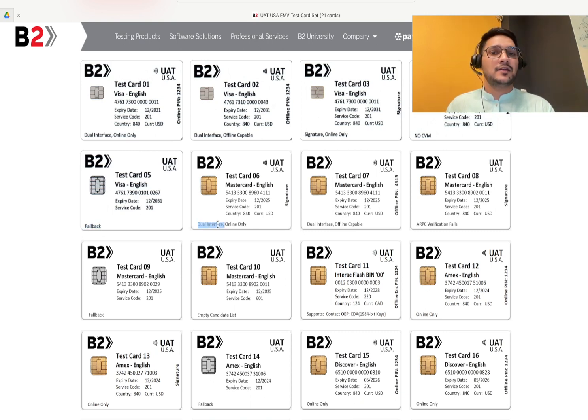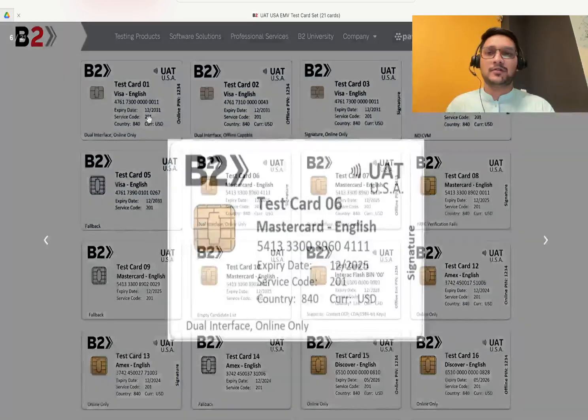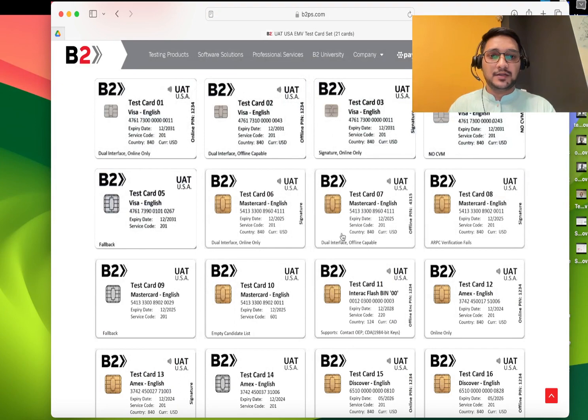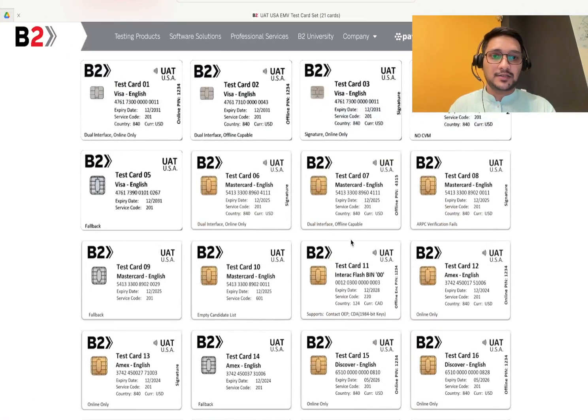Dual interface, again, contactless and contact. Online only, I already explained. The dual interface card is offline capable, meaning that the transaction can be completed without going to the issuer for the verification, for the PIN verification. Issuer is your bank. ARPC verification fails.